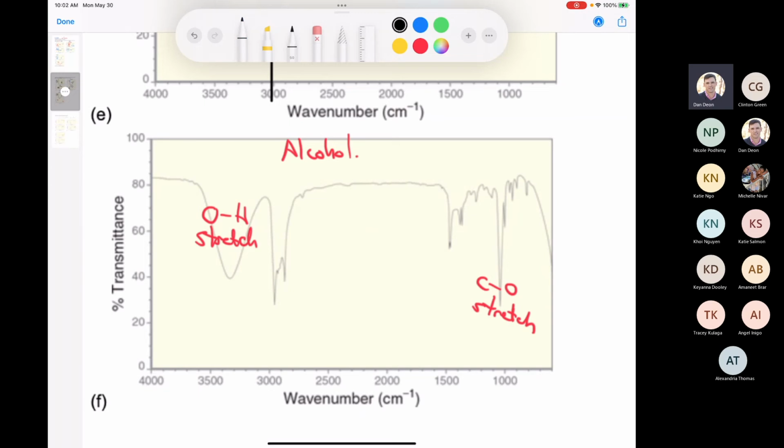If we write down the structure of an alcohol, this is the oxygen-hydrogen bond, and then this is the carbon-oxygen bond. If you look at the table, you see that an alcohol has carbon-oxygen stretching around 1,000 to 1,250, so this fits the range. And then, of course, our oxygen-hydrogen stretching is around 3200 to 3650. And that is how you use the table.